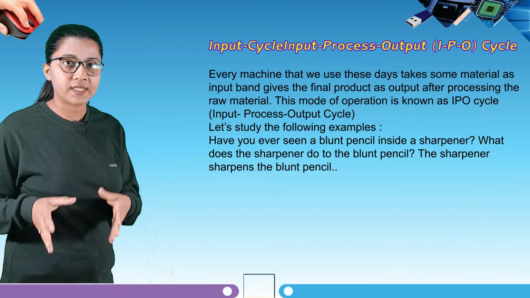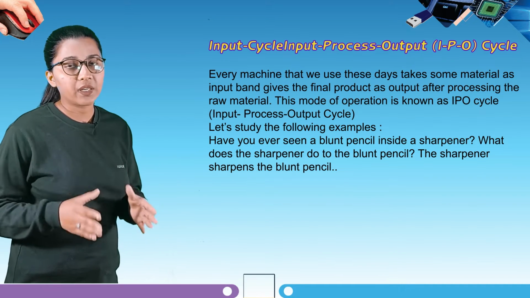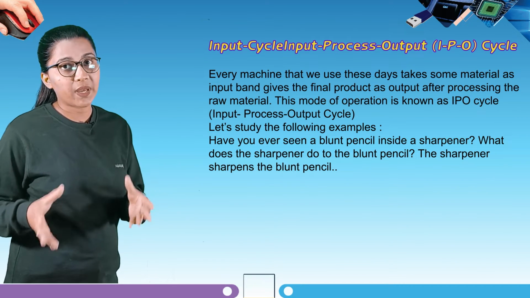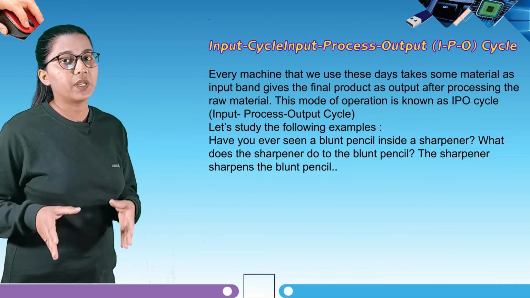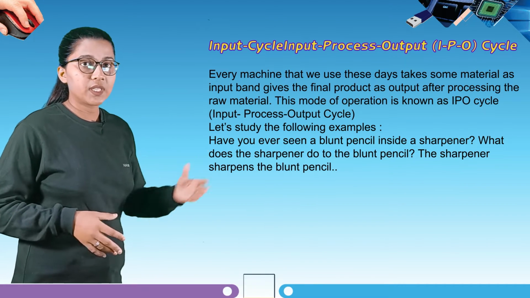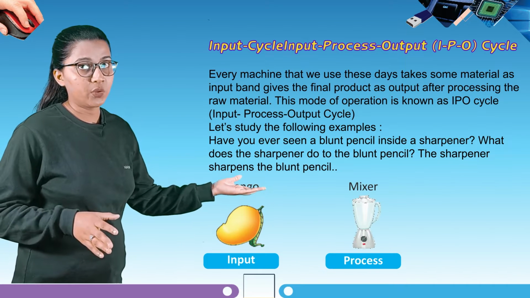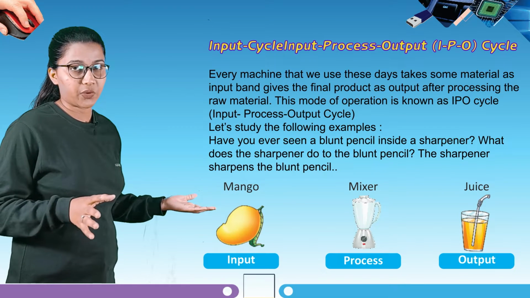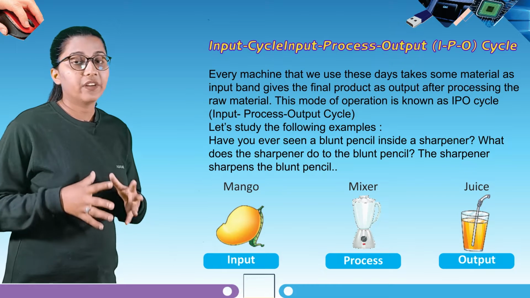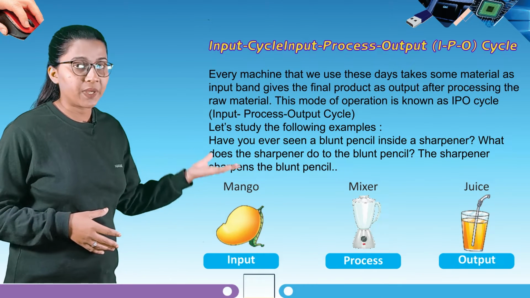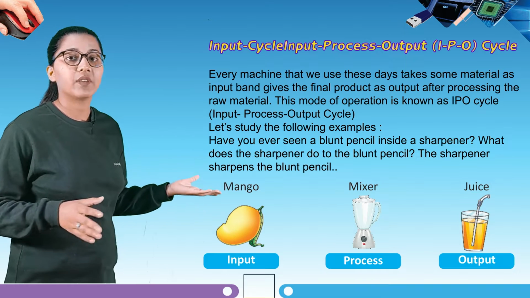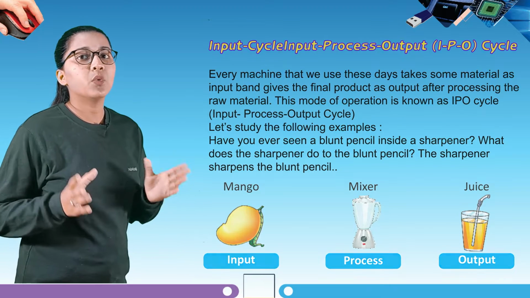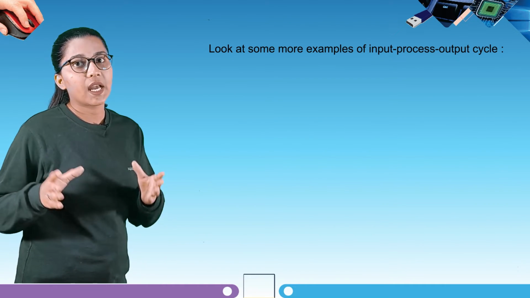Let's study the following examples. Have you ever seen a blunt pencil inside a sharpener? What does the sharpener do to the blunt pencil? The sharpener sharpens the blunt pencil. So students, here you can see a picture of a mango as an input, a mixer as the process, and a juice as our final output. So, what is the process? First, we have mango, then we mix it in a mixer, then we have our final product, that is our output, juice. So students, look at some more examples of input, process, output cycle.